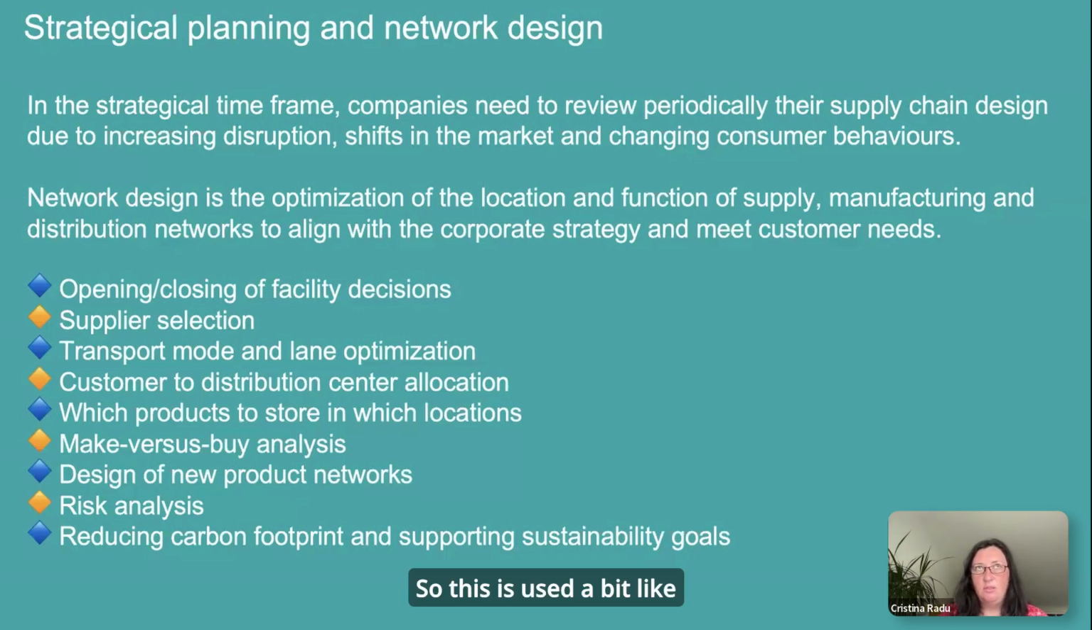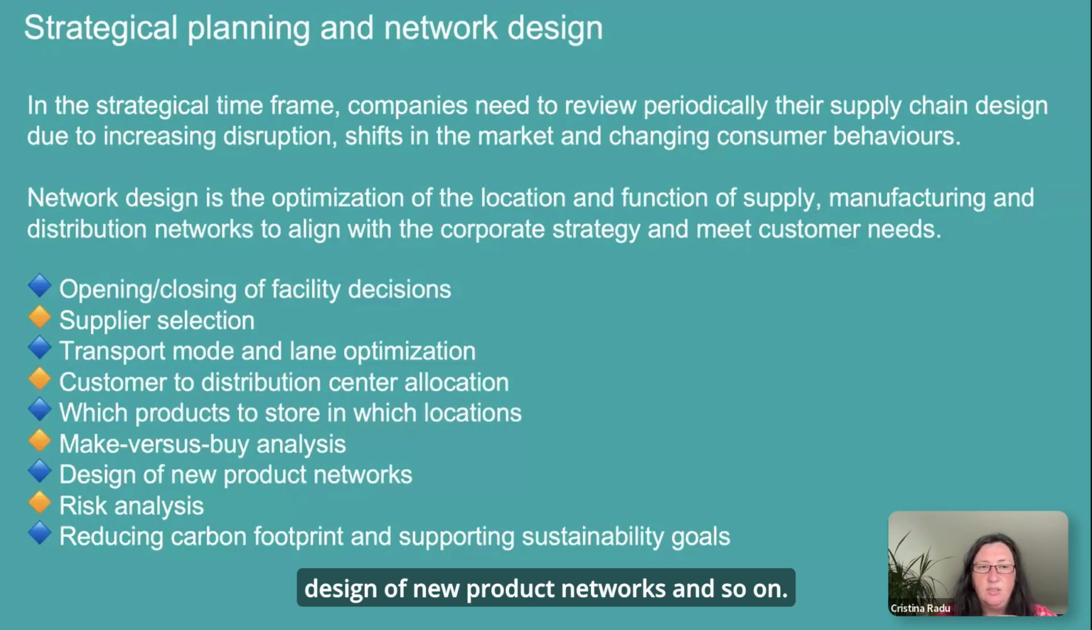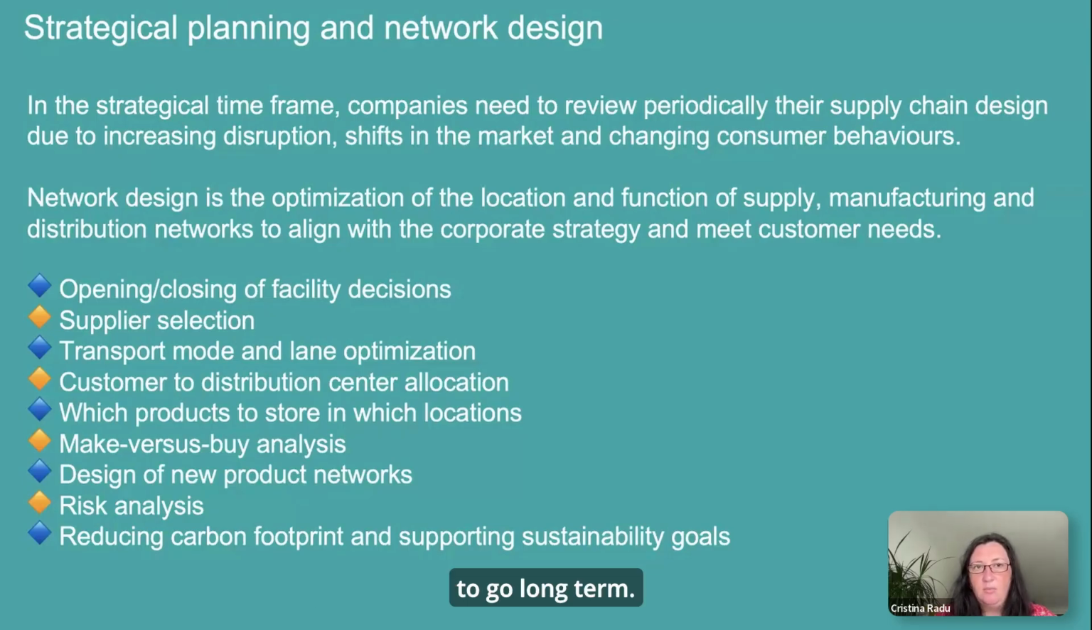So this is also used a bit like scenarios: what if I have this? What if I have that? And here you have a few examples, as I said: opening or closing a factory or a distribution center, or even a resource like a line in a factory, supplier selection, make versus buy analysis, design of new product networks, and so on. So this is very powerful to decide in which direction you want your company to go long term. This can be 3 to 5 to even 7 years.